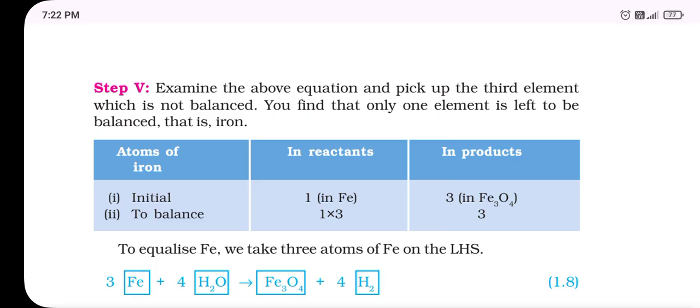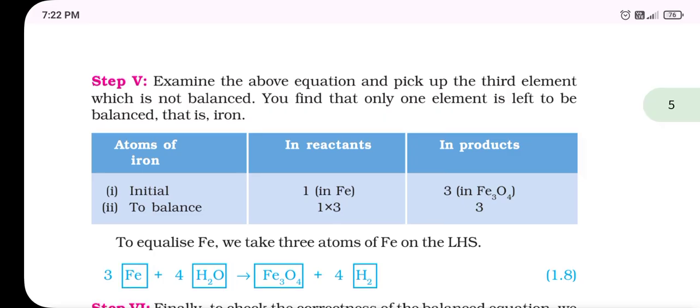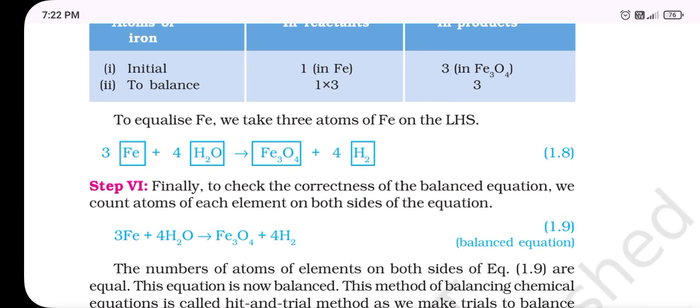The atom of iron at the initial time: there is one on the reactant side, but on the product side there are three, just because the compound is Fe3O4. So on the product side, three iron atoms are present. We have to multiply iron three times on the reactant side to balance this. So to equalize Fe, we take three atoms of iron on the LHS. So we are multiplying by 3 on the left side of iron.